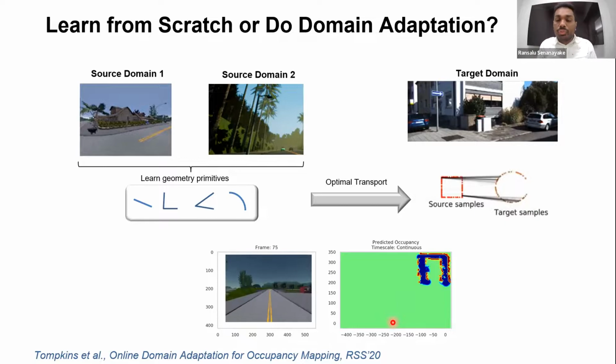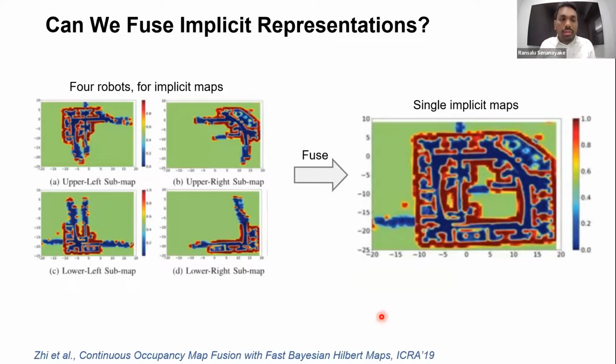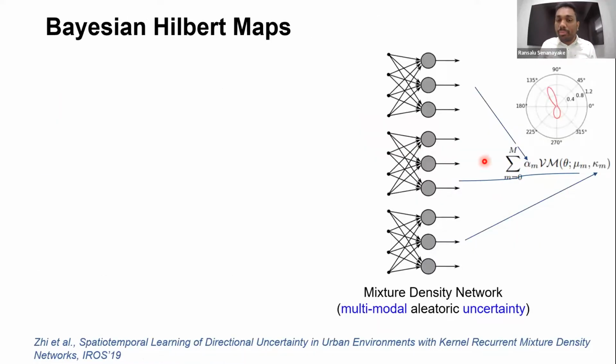Right, so I'm going to just show you some other things we can do with this kind of implicit representation. Say if you have multiple robots operating in, say, four corners of a building, we can let them learn four different maps, and finally combine to have a single implicit representation. So this would be like a single model. We can also look at multimodality using a mixed density network, and also the associated uncertainty. So this is more like a directional map.